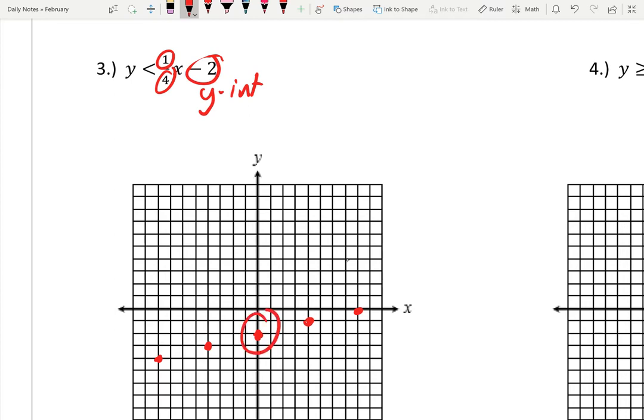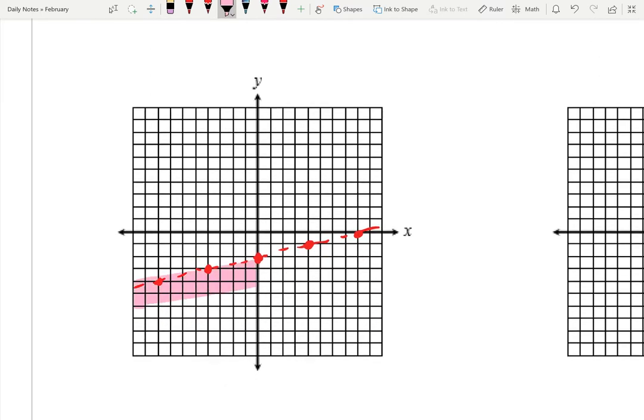Remember, y-intercept is at -2, and our slope was going up 1 and over 4, as indicated by our fraction here. So now it does not have a line under it, so we will draw a dashed line again. And then it's less than, because it's opening up to this side, so this side is bigger, so y is less than that side. So we shade below, less than meaning below. So that's going to be all of this part.